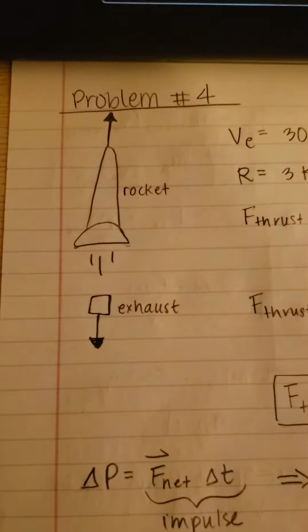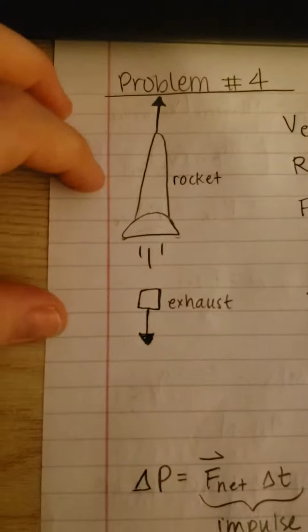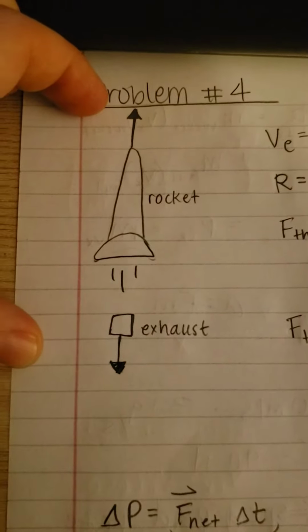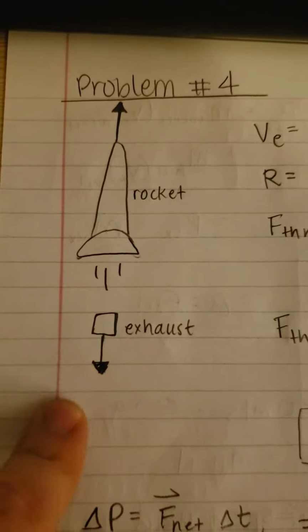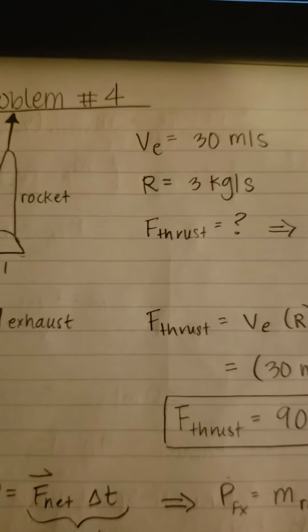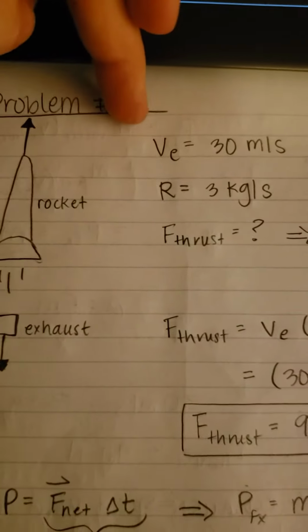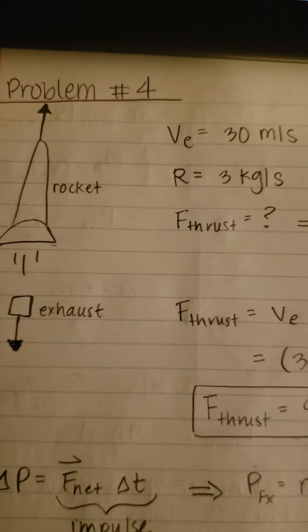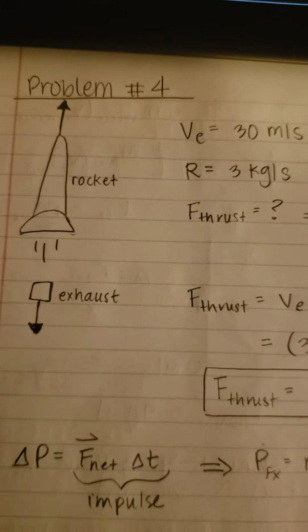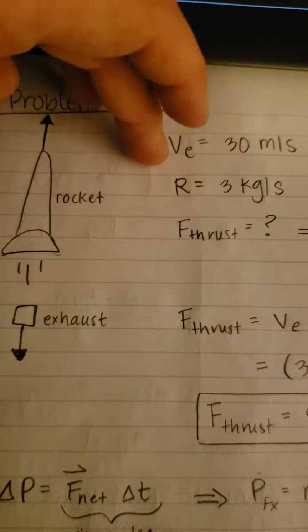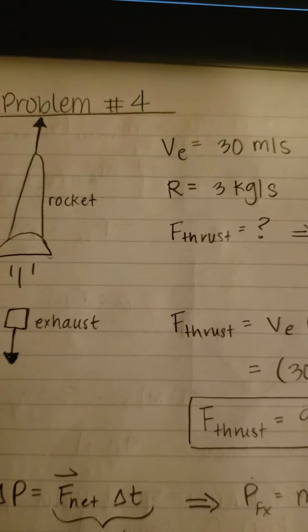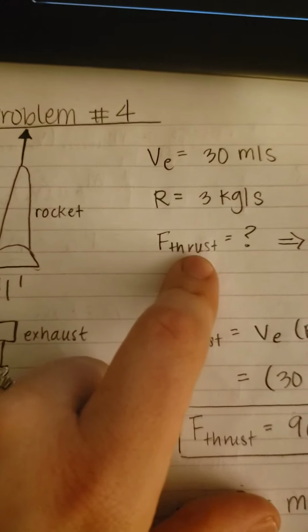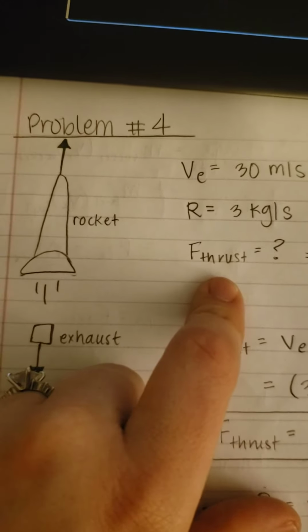So, I've drawn out a figure here. We have our rocket going upwards, our exhaust coming downwards. We know the velocity of our exhaust is coming out at 30 meters per second, and that's coming out at a rate of 3 kilograms per second. And they want to know what the thrust is from the rocket.